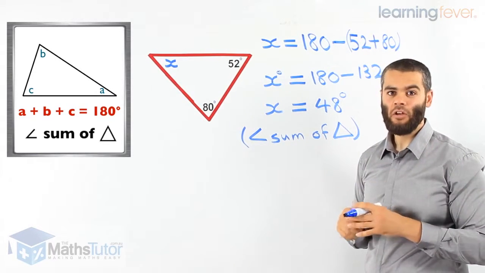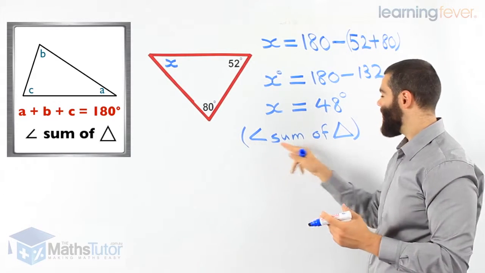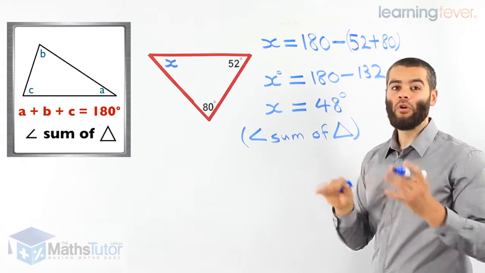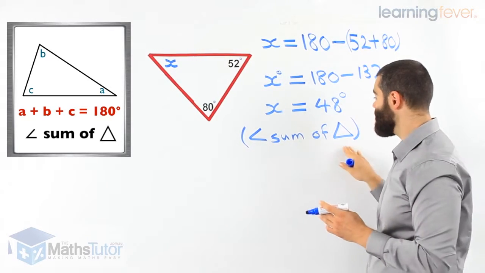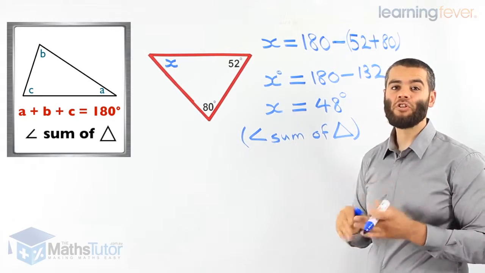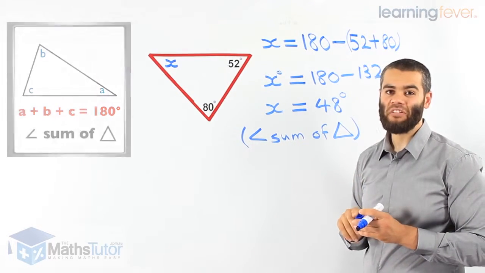How did you get that? We used the angle sum of a triangle rule. So our reason, angle sum of triangle, we get our marks for finding X. We also get our marks for writing the reason. This is the way to find missing angles in a triangle using angle sum of a triangle. We'll do one more example.